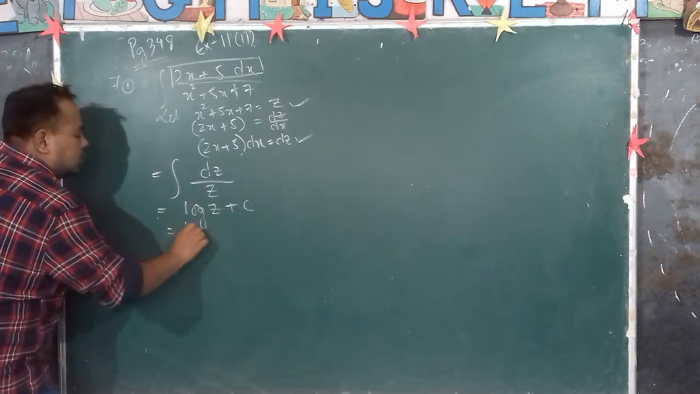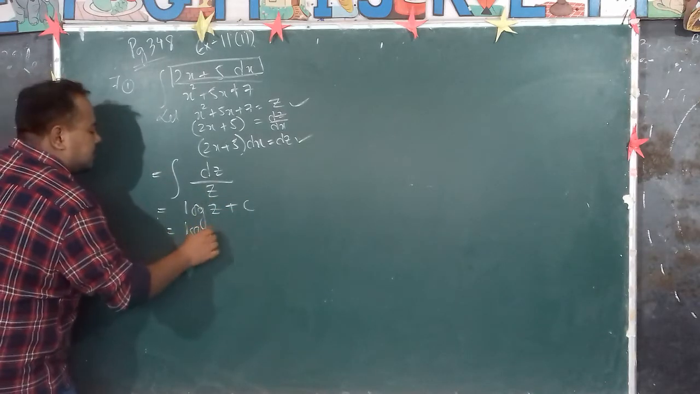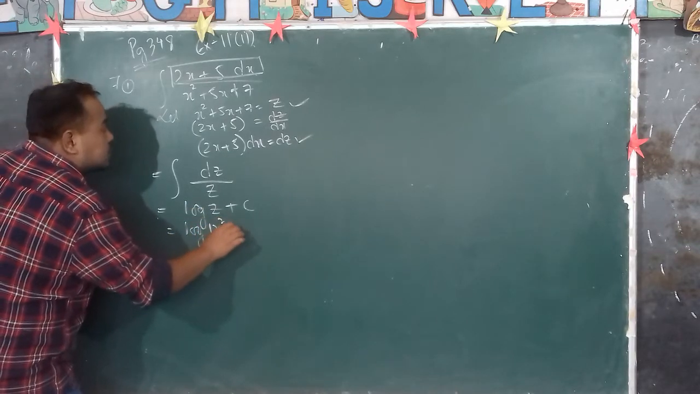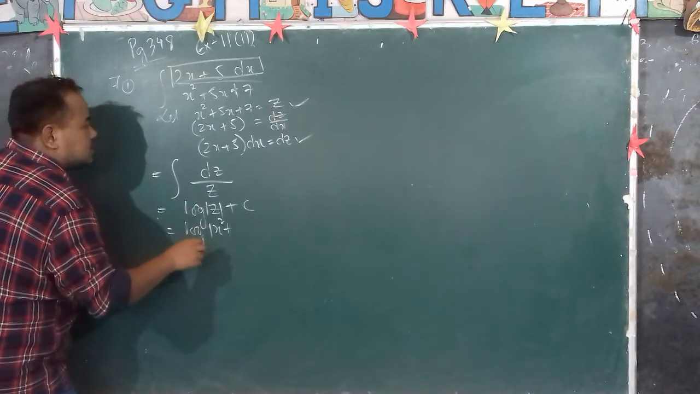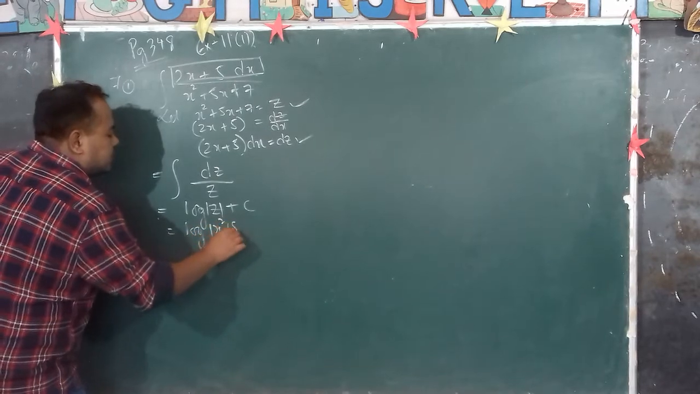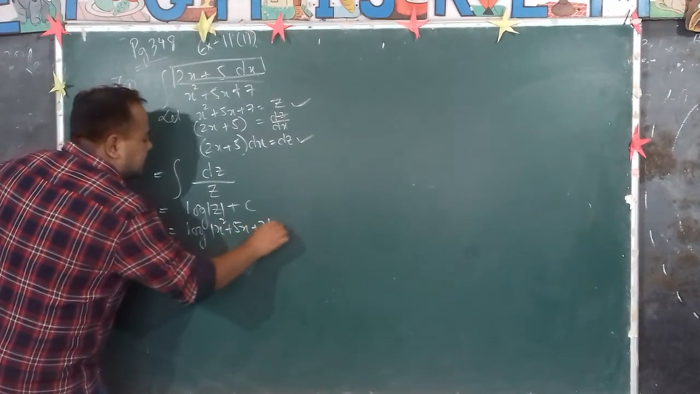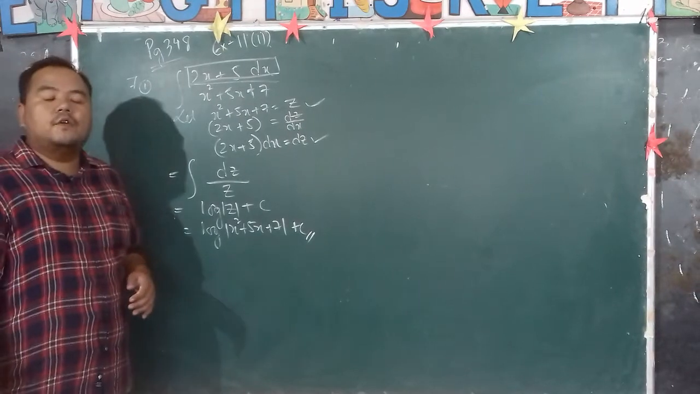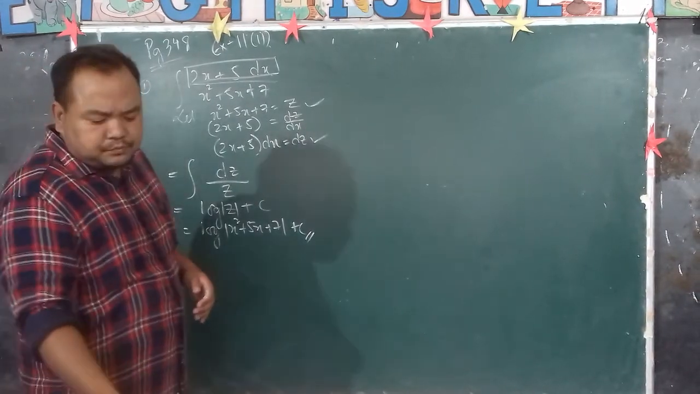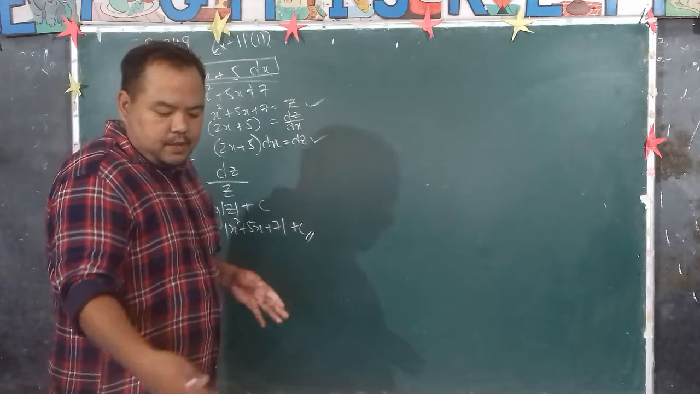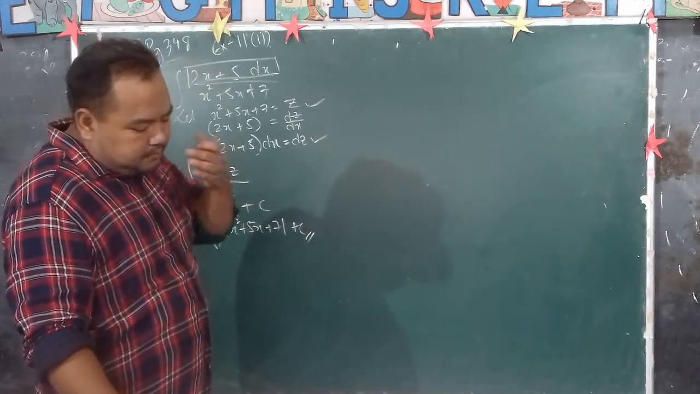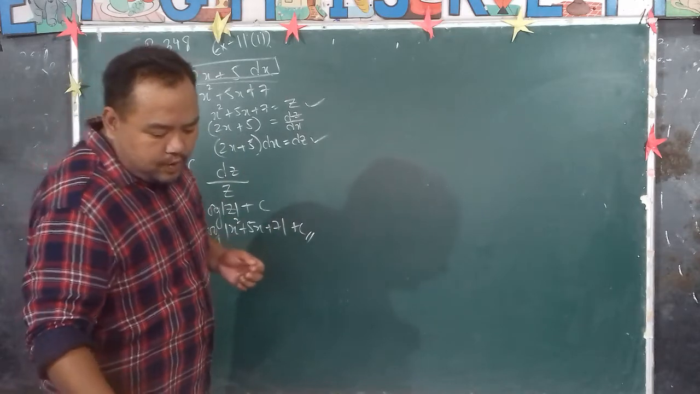So what is the value of z? Put the value of z inside the modulus. So log modulus of x square plus 5x plus 7 plus c. This is how you integrate by using the method of substitution. The entire set of questions is to be done in a similar fashion. The questions which I am leaving are for you to try at home.